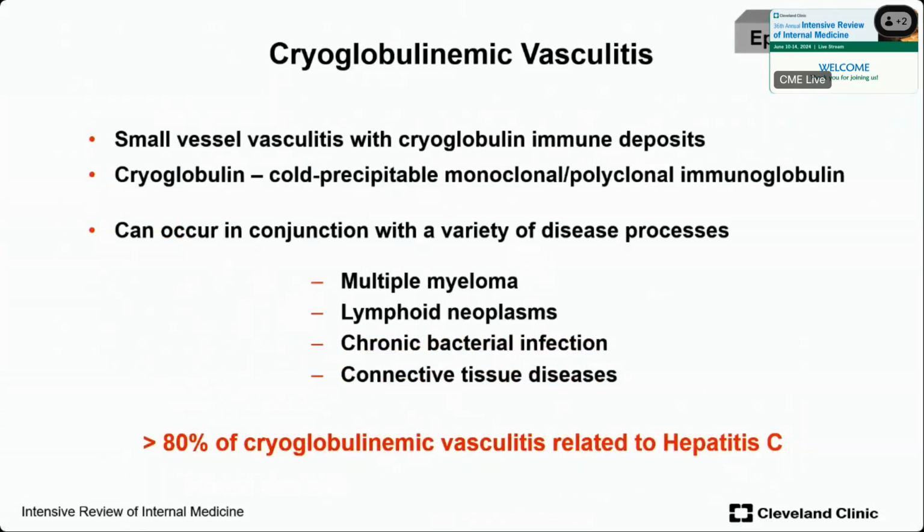Cryoglobulinemic vasculitis is a small vessel vasculitis with cryoglobulin immune deposits, where cryoglobulin is cold, precipitable, monoclonal, or polyclonal immunoglobulins. This can occur in conjunction with a variety of disease processes, including multiple myeloma, where it was first described, lymphoid neoplasms, chronic bacterial infection, and connective tissue diseases. And as noted, over 80% of cryoglobulinemic vasculitis is related to hepatitis C.